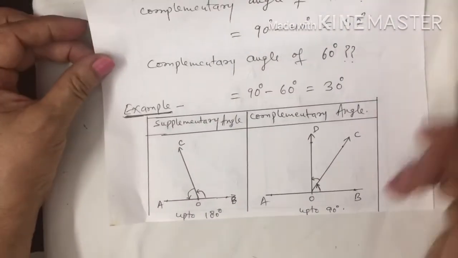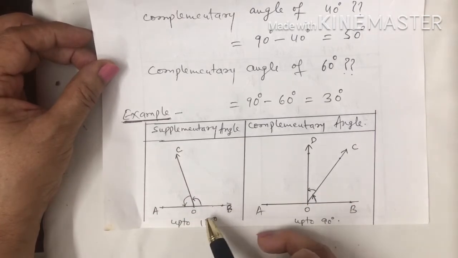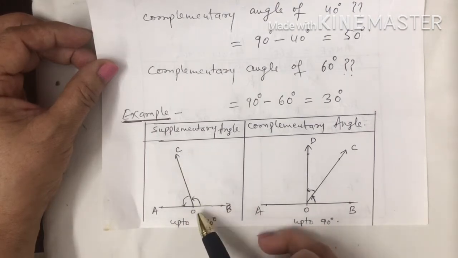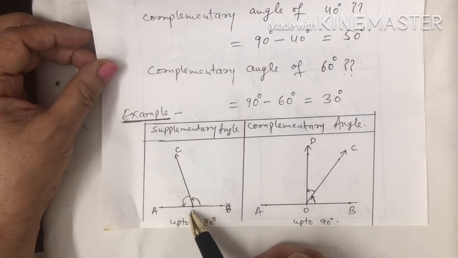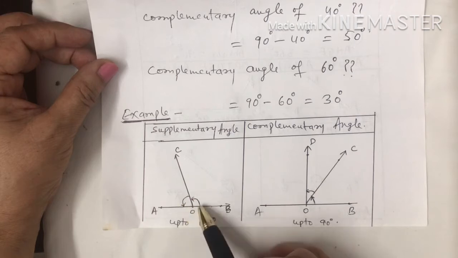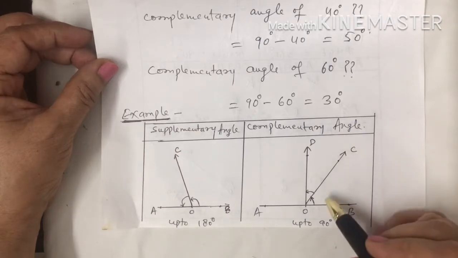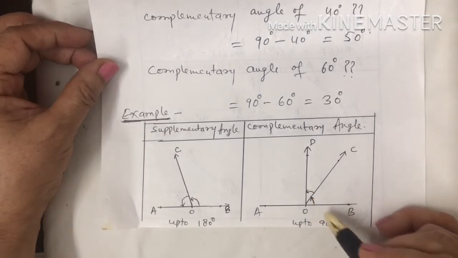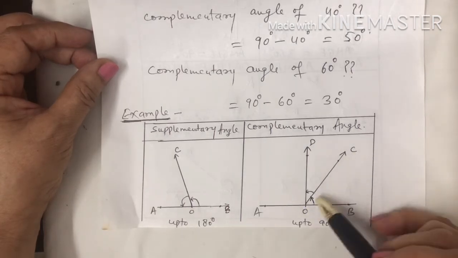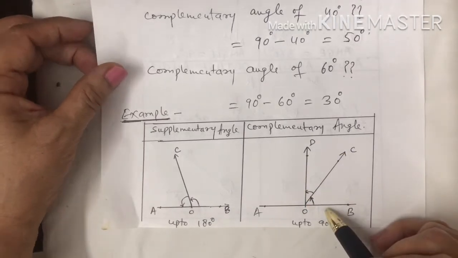For example, we will draw supplementary angles. It should be up to 180 degrees. This is one angle, COB, plus this is AOC, the other angle, and the sum of the two angles is equal to 180 degrees. And for complementary angles, the sum should be 90 degrees. COB is one angle, and DOC is another angle, and the sum of both the angles should be 90 degrees. These are complementary angles.